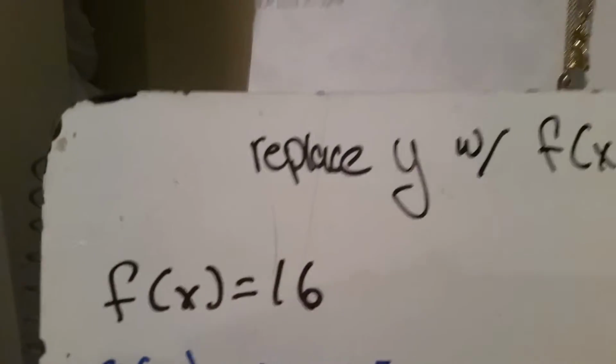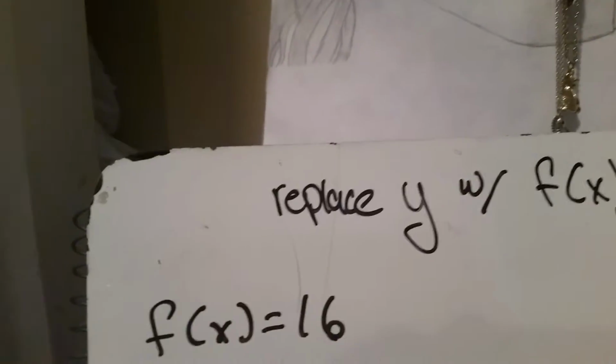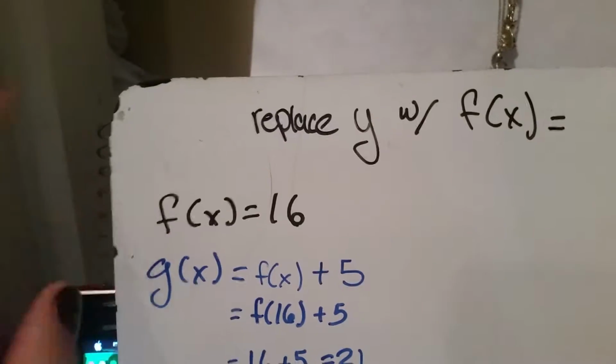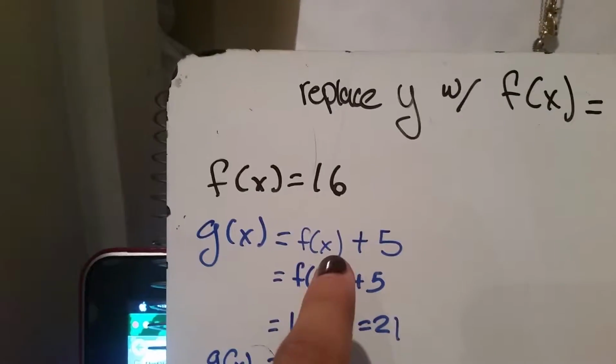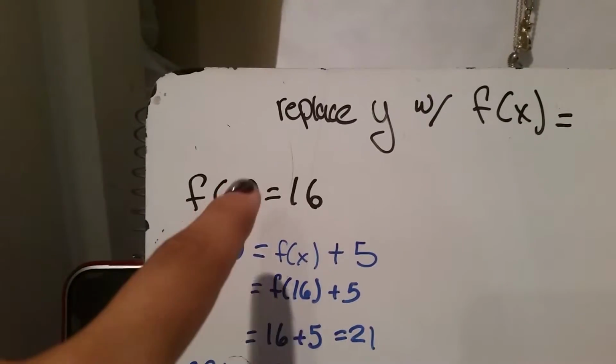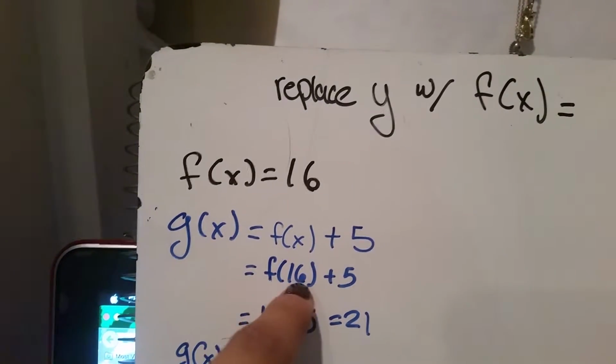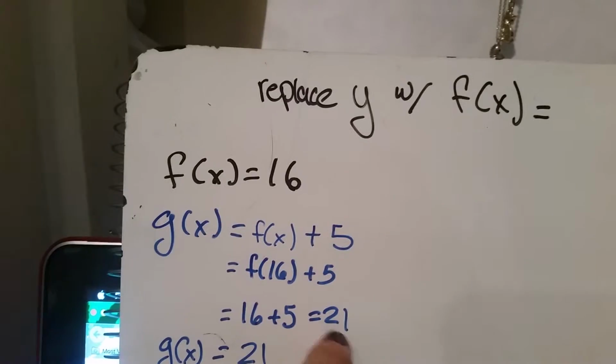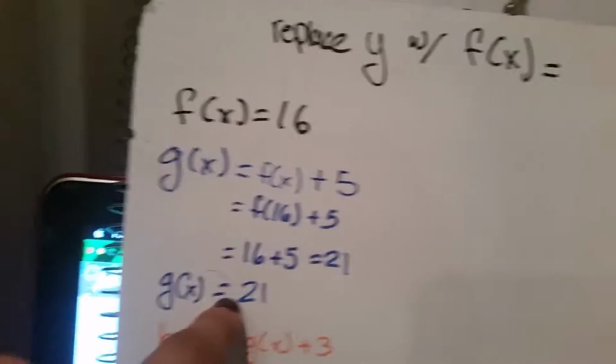So when you do that, let's say f of x is 16. So we know f of x is 16. Now we're going to have g of x equals f of x plus 5. So f of x is 16, so 16 plus 5. 16 plus 5 is 21. G of x equals 21.